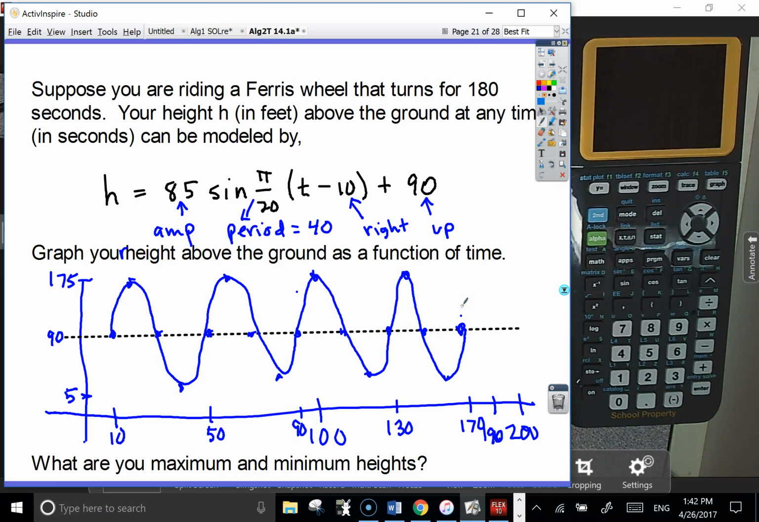Okay, now, what are the maximum and minimum heights? Max and min. Right? The amplitude is telling you those two things.